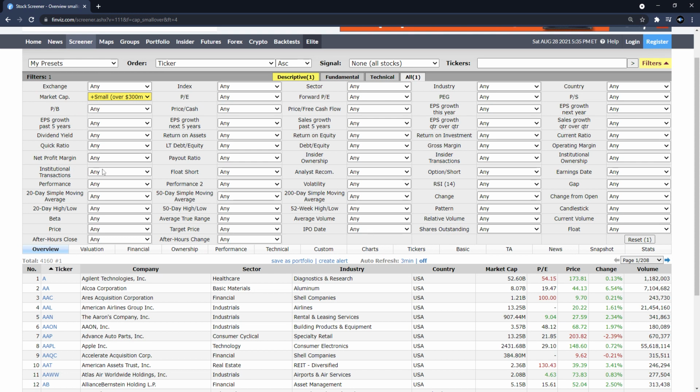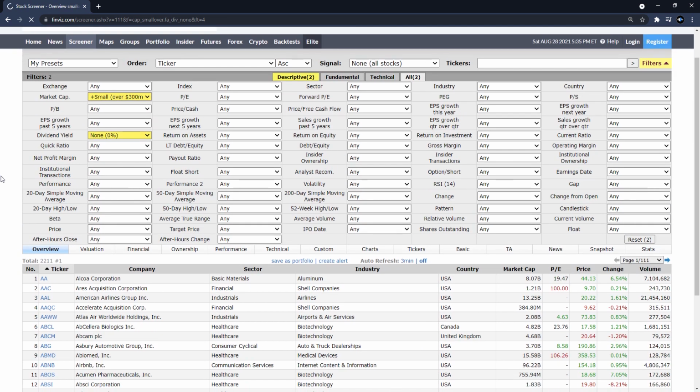Then in this column, what we want to fill out next is the dividend yield. The dividend yield equals the annual dividend per share divided by the stock's price. This measurement tells what percentage return a company pays out to shareholders in the form of dividends. I sometimes leave it as any, but let's just go with none, or 0%. We don't want companies that pay dividends in this. Or I just go with any, because sometimes I don't fill it out.